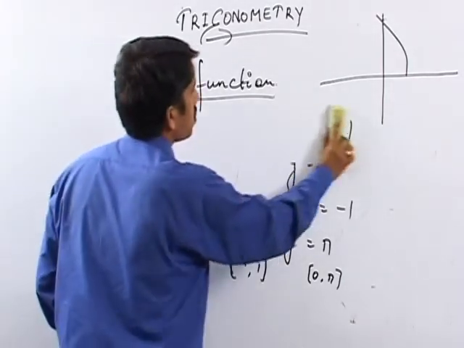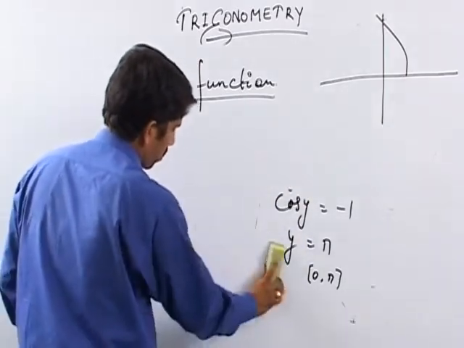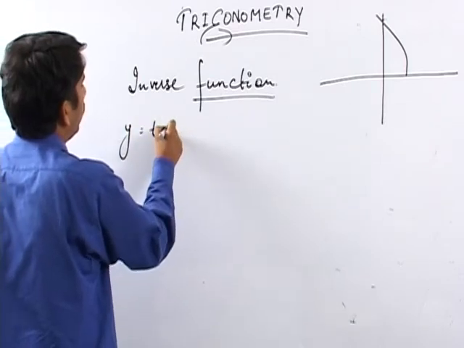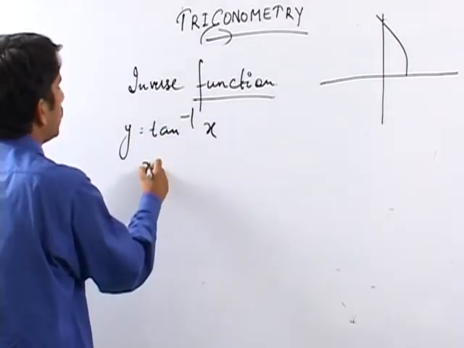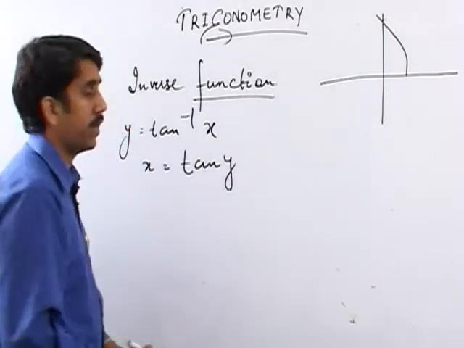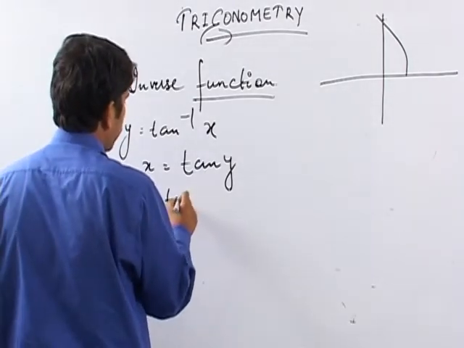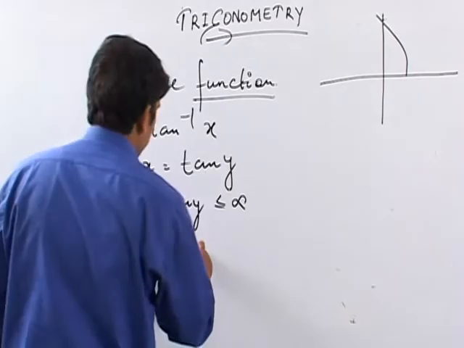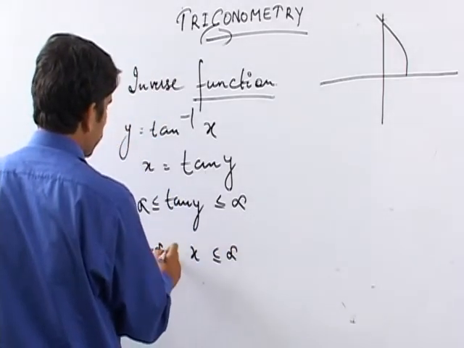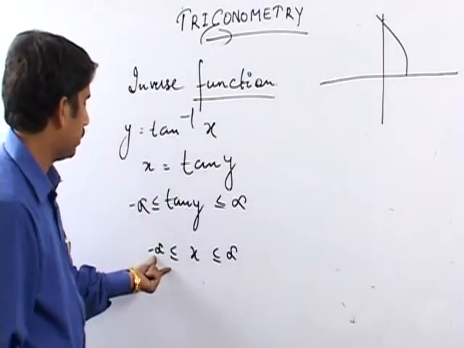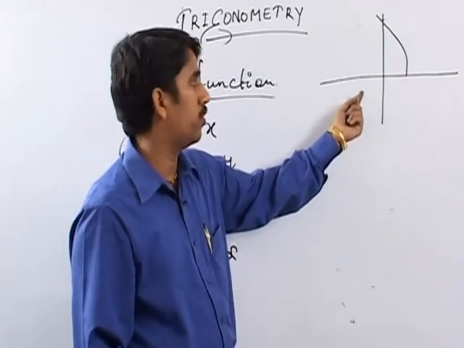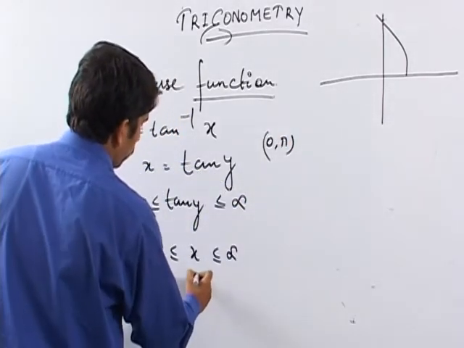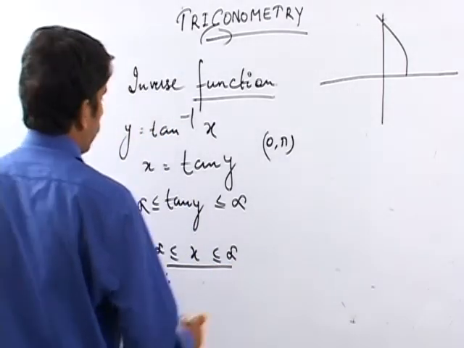Now, we will consider tan inverse x. For y is equal to tan inverse x, x is equal to tan y. Now we know that tan y lies between minus infinity to infinity. That means x lies between minus infinity to infinity. But here, tan will be positive in the third quadrant, but we do not consider the third quadrant, and we take the range for tan inverse x from 0 to pi only. Therefore, the domain will be minus infinity to infinity, and the range will be tan y.